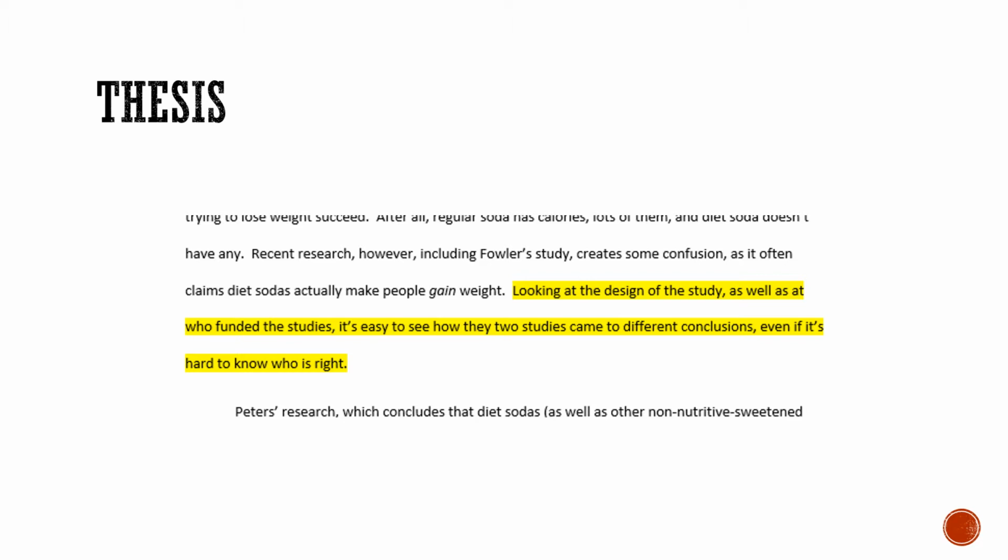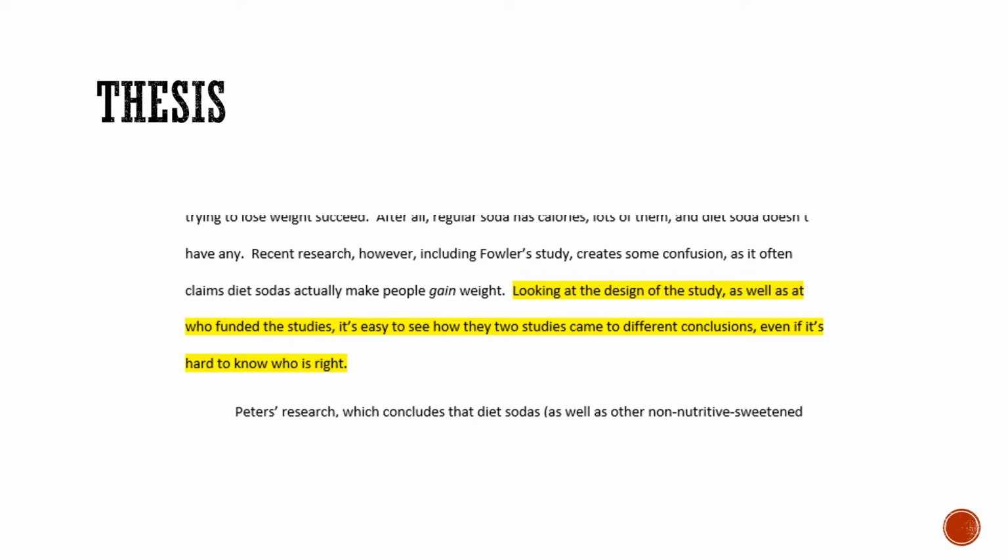So this is the sample essay that I shared. And the thesis statement: looking at the design of the study as well as who funded the studies, it's easy to see how the two studies, there's even a typo right there, came to different conclusions, even if it's hard to know who's right. Now, what's different about this from what you've been taught?